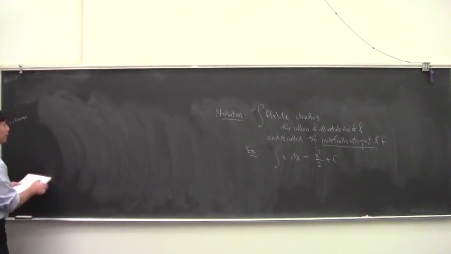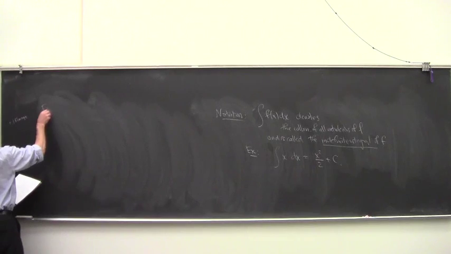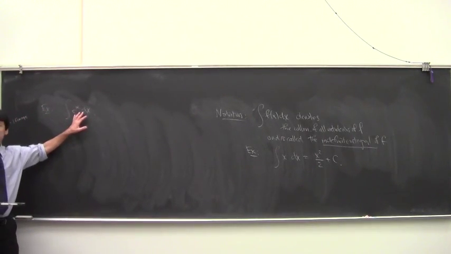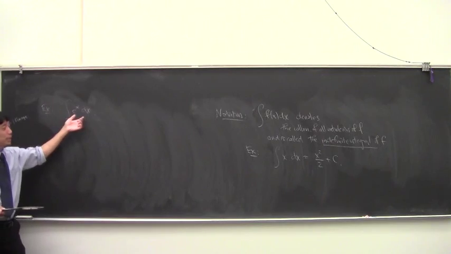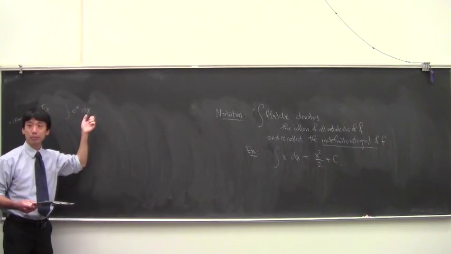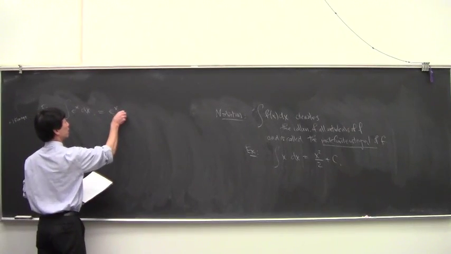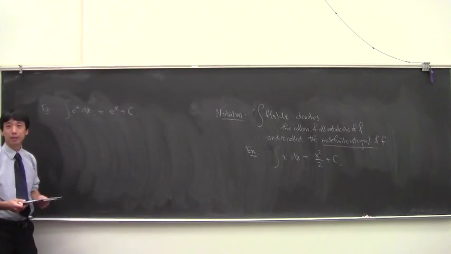So for example, if I write something like this, what does that mean? That means the set of all antiderivatives of e to the x. So what's the set of all? It's e to the x plus c, right?